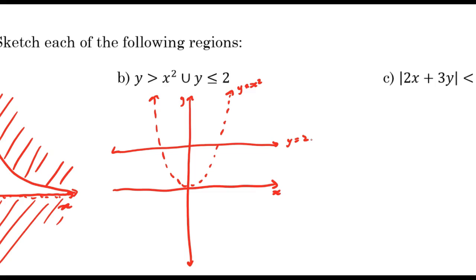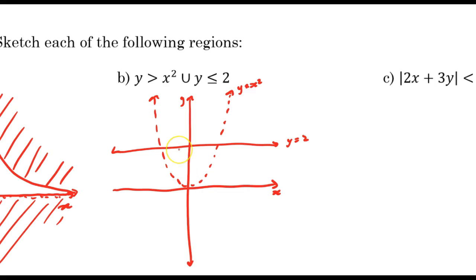Now, I'm not going to test the regions this time. Really, this only breaks it up into, I suppose, 1, 2, 3, 4, all of this under here, 4, 5 regions. But I'm going to work this a different way. y is greater than x squared.